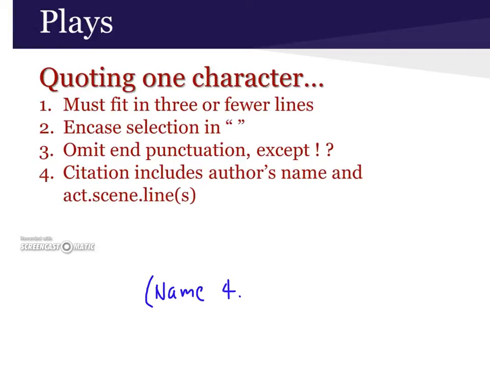Drama differs from other types of literature in the citation, as you can see. You have to include the act first, followed by a period, the scene followed by a period, and then the line number or numbers. Use Arabic numerals unless your teacher specifically tells you to use the Roman numerals. Let's look at an example.